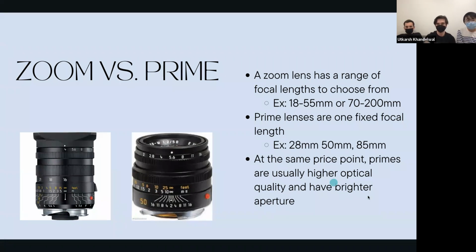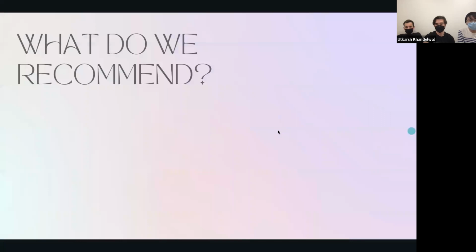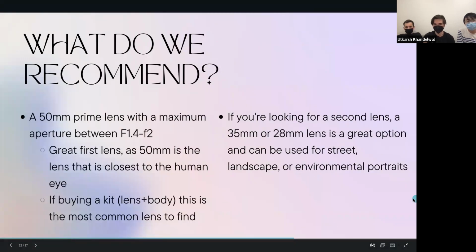All right. So as to what we recommend for a first budget starting lens, a 50 millimeter prime lens with an aperture anywhere between f1.4 and f2 is a great starting point.